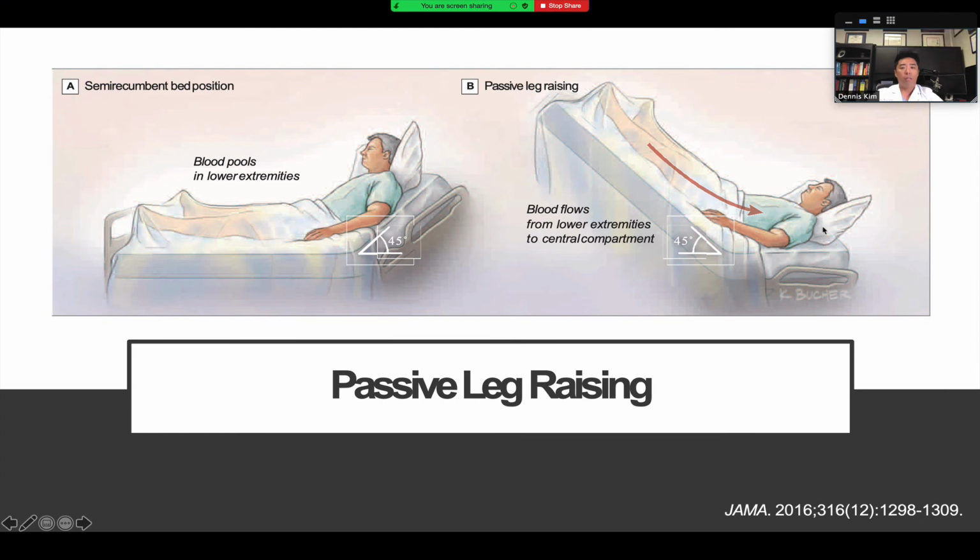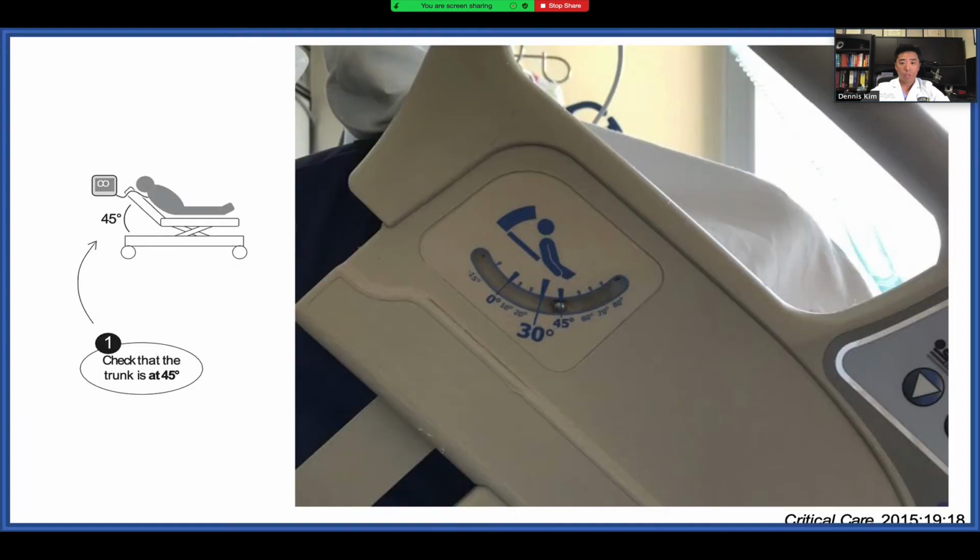I mentioned the role of passive leg raising a little bit earlier, and so I just want to touch upon this a little bit, because in fact, when you actually look at diagnostic accuracy of all these different tests for fluid responsiveness, passive leg raising is actually the most accurate and has the best likelihood ratios for fluid responsiveness, yes or no. And how do we do it?